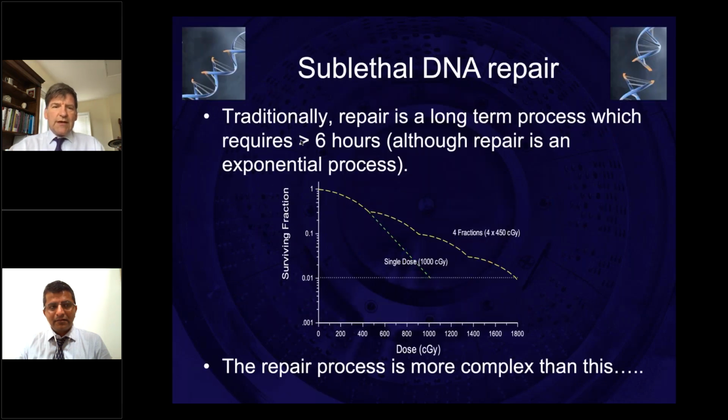So this is how we normally view DNA repair. We think of it in radiotherapy as repair that takes 24 hours to take place, even though we know deep down that it's an exponential process. And in this chart here, we have the surviving fraction of cells, and you can see that if you deliver a single dose of 1000 centigray, that's 10 gray, that's the equivalent of 4 daily fractions of 4.5 gray. But the repair process is more complex than this.